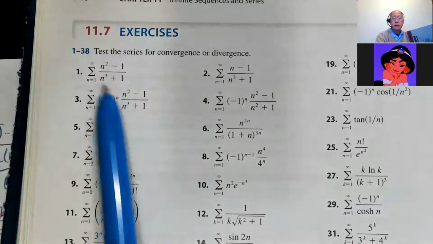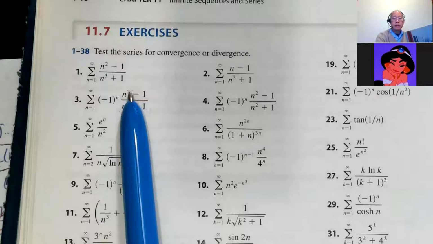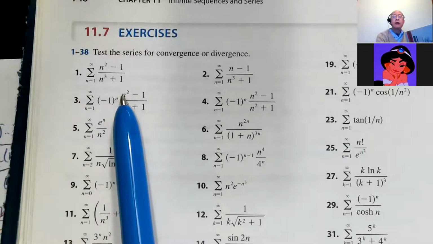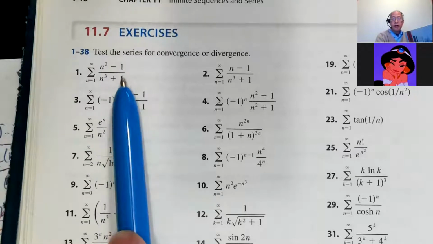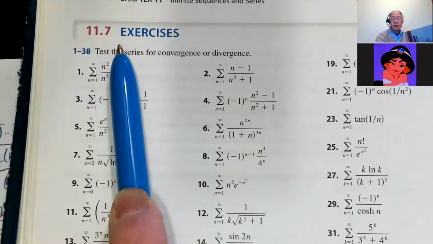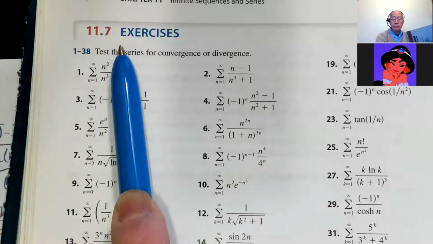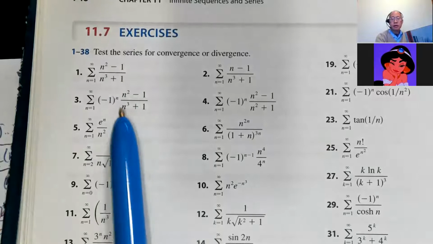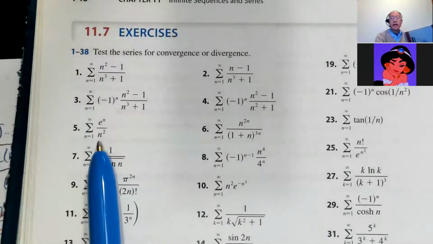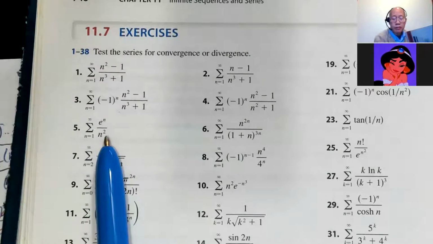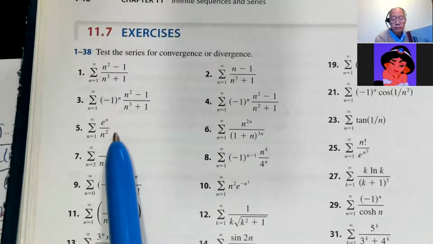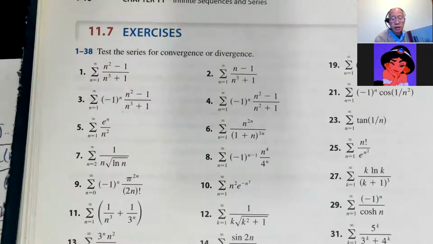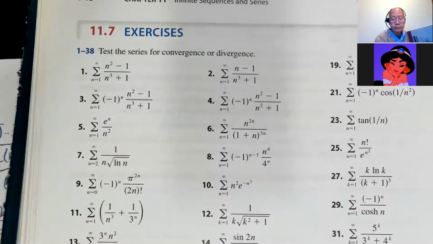Your number 1, what's a good comparison series? In the long run, what can I ignore for number 1? The -1 and the plus 1. So what's n squared over n cubed? 1 over n. So I would compare it to the harmonic series. So limit comparison test, alternating series test. Okay, this has powers. So for powers, a good thing to use is ratio test. So 5 looks like a ratio test.